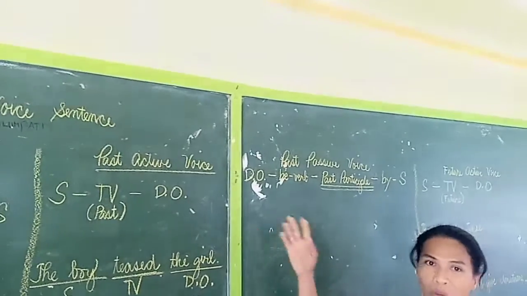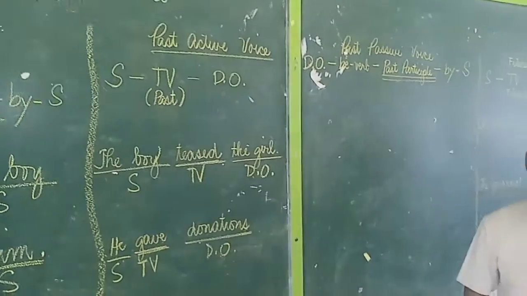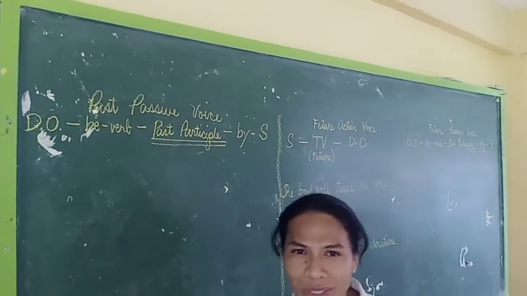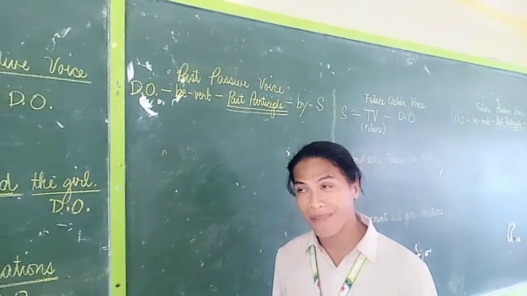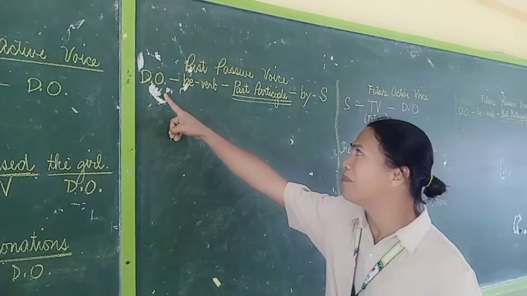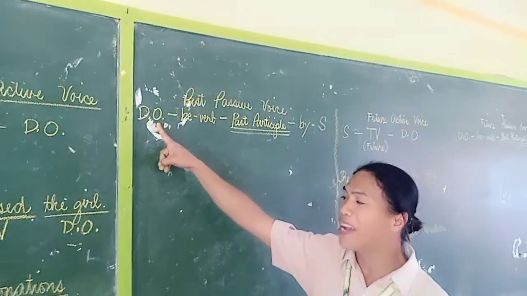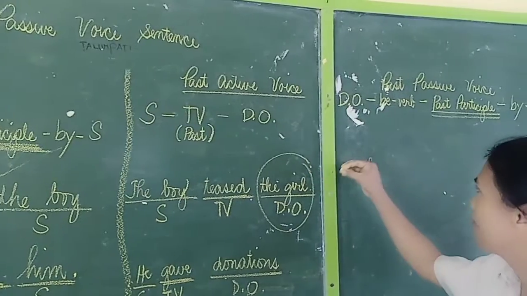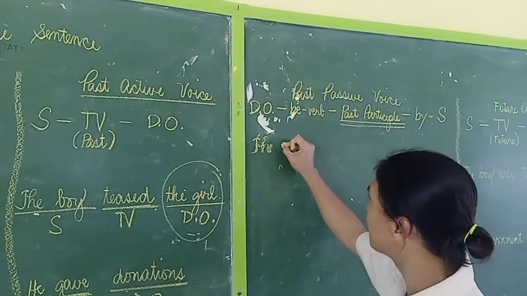Okay, let us rewrite that to past passive voice. One thing will change. Of course, the tense also changes. Look here. The direct object goes first again. So, what is the direct object? The girl. So, we have the girl.